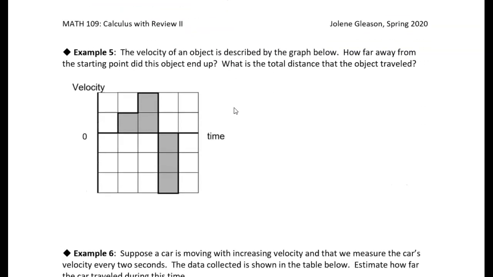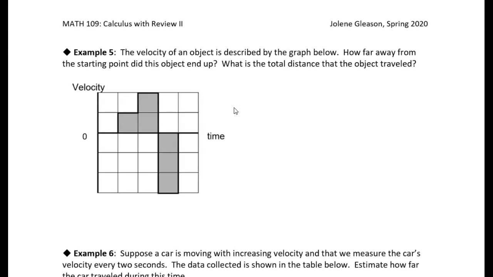All right, so this next example sort of illustrates the distinction between displacement and distance. We have an object whose velocity is described by this graph, and we want to know how far away from the starting point did this object end up, and what was the total distance that the object traveled.